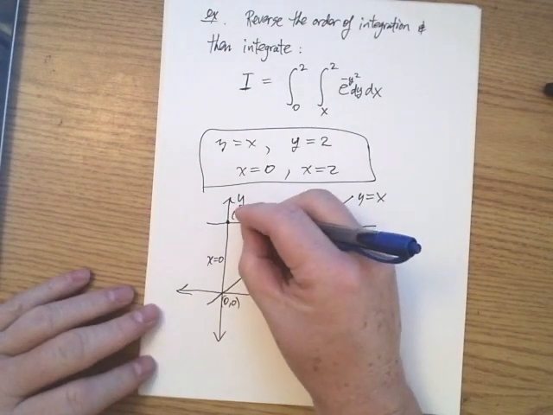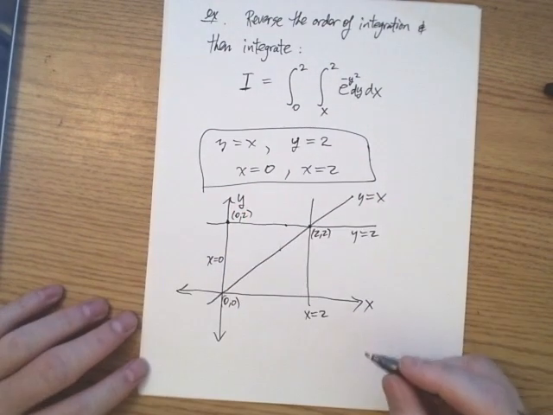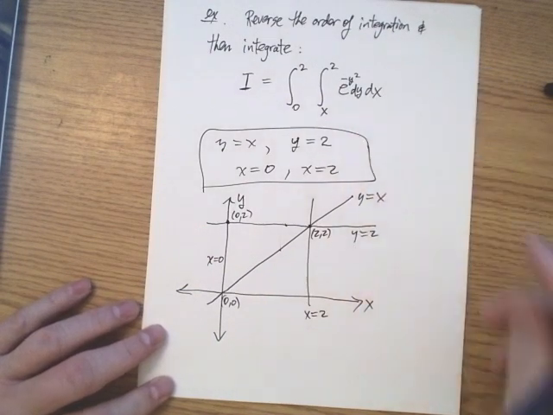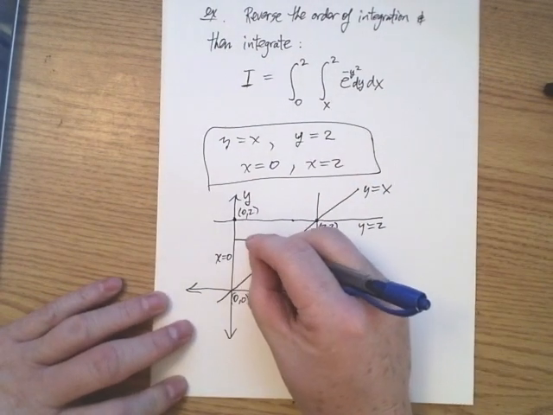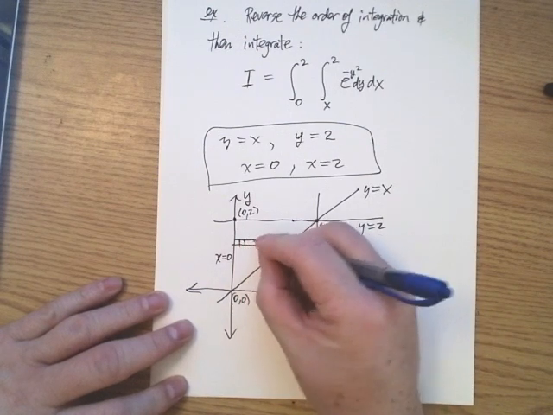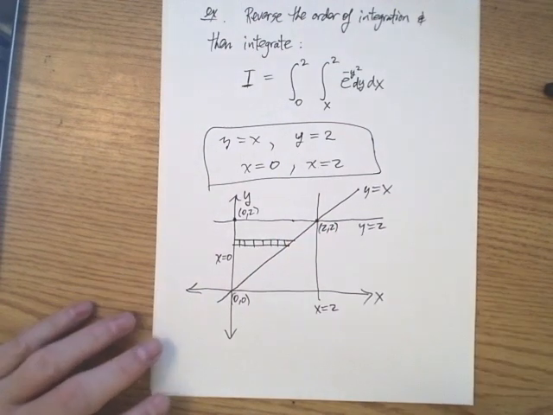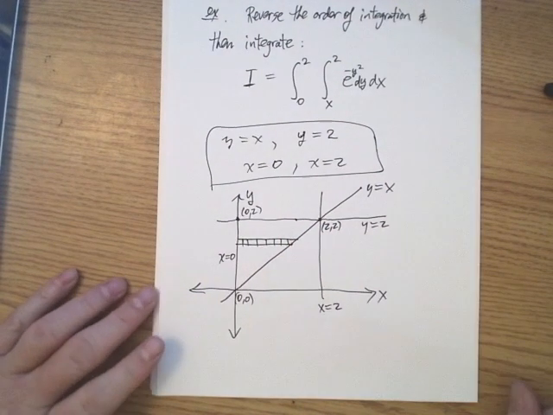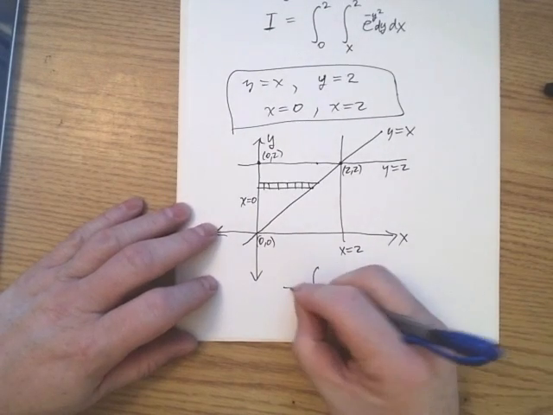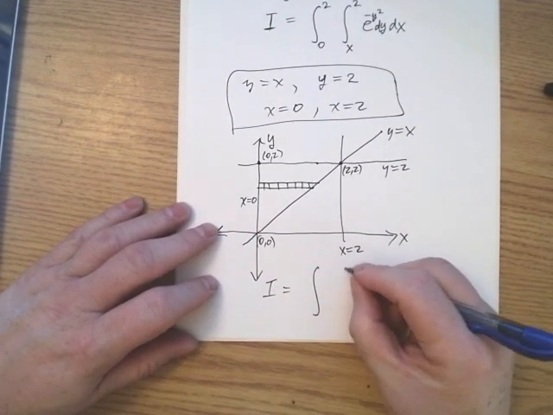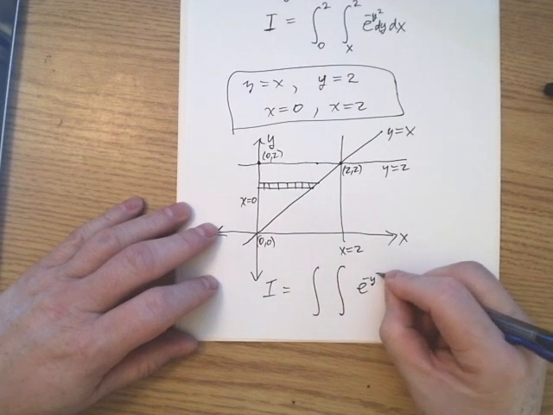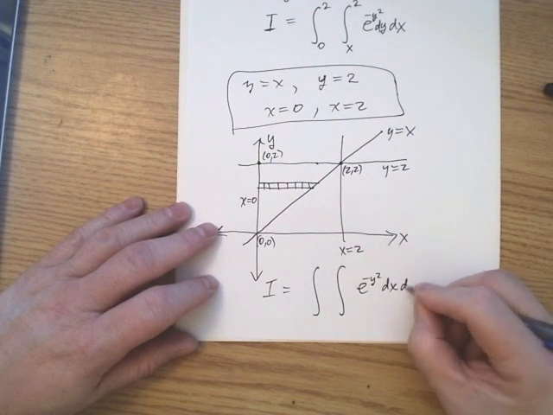What would this be? (0, 2). Now I need to integrate with respect to what? The x first. So I'm going to be looking at this. Fixed value y, integrating in the x direction. What's it look like? Here comes my double integral, so this is going to be I. e to the minus y squared dx and then dy.